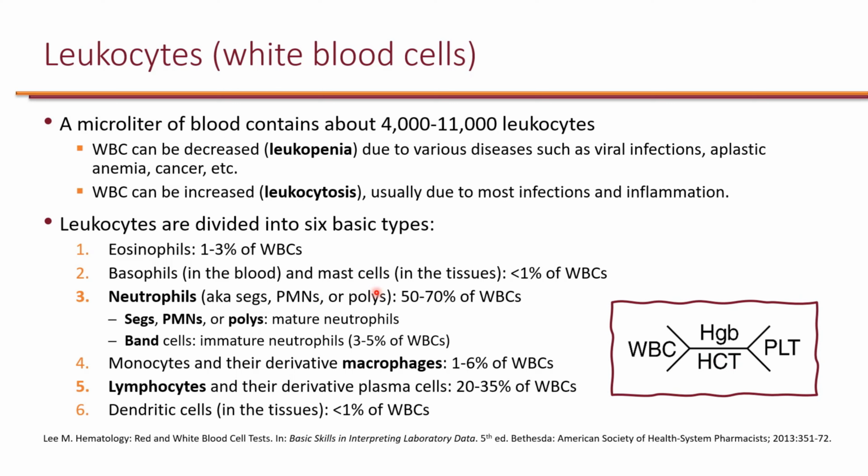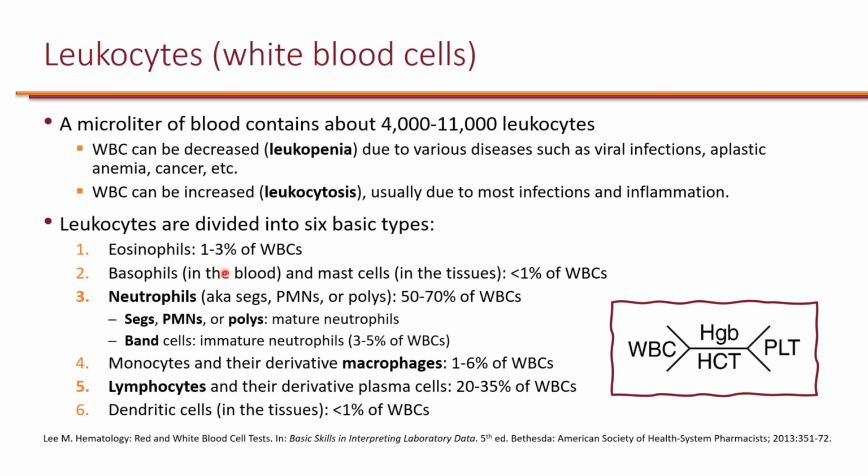Now let's take a look at the 6 basic types of leukocytes. So eosinophils constitute about 1 to 3% of all white blood cells. Basophils and mast cells, less than 1% of white blood cells. Neutrophils are extremely important. Neutrophils are the primary mechanism of fighting bacterial infection. So when it comes to bacteria, neutrophils have a primary role. And that's why you will see a large portion of white blood cells, typically 50 to 70% are neutrophils.